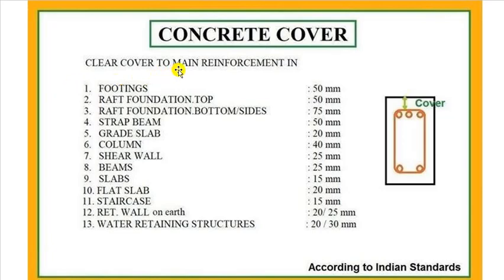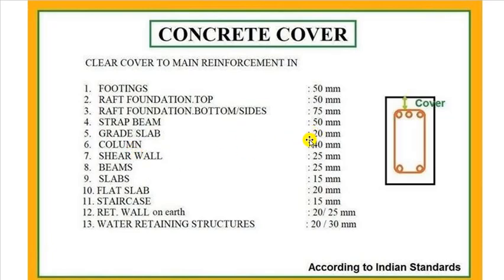So the clear cover to main reinforcement in footings is 50 mm. And if there is a raft foundation, then the top cover for the raft foundation will be 50 mm, but for the bottom and sides of the raft foundation, we need to maintain a concrete cover of 75 millimeters. Okay. And for strap beams, we need to maintain a concrete cover of 50 millimeters. For grade slab, we need to maintain 20 mm concrete cover.